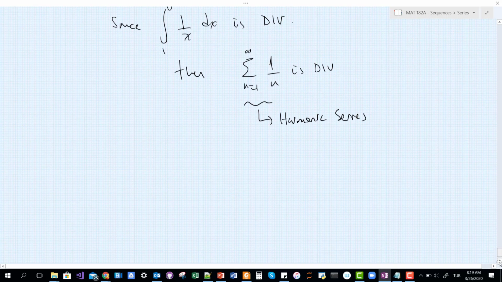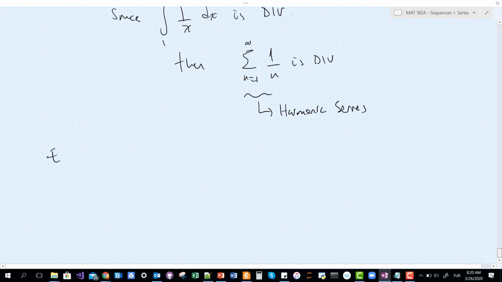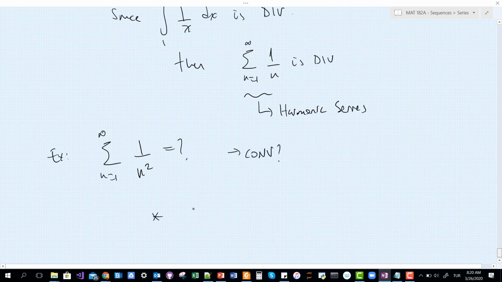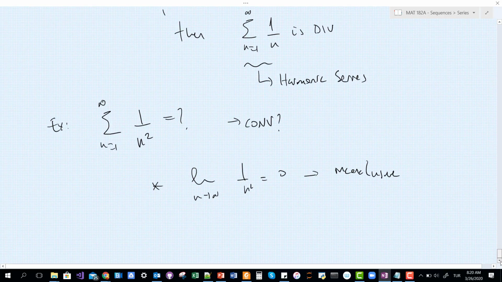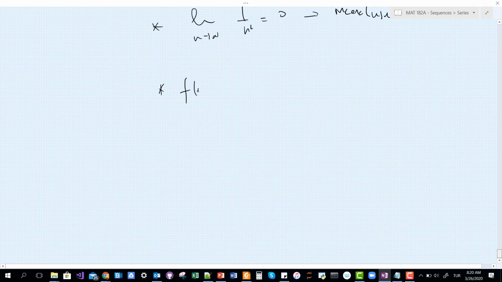Another example, the series of 1 over n squared. If you use the n-th term test, as you see, again it is inconclusive. That's why I want to use the integral test. And I'm going to choose my function f(x) equal to 1 over x squared. So let's use the integral test.